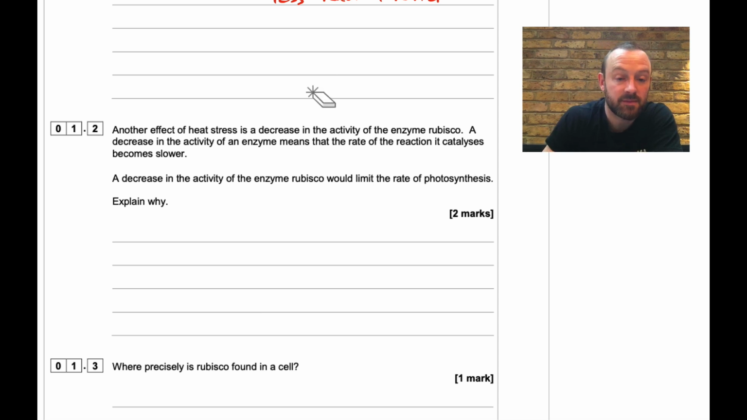Another effect of heat stress is a decrease in the activity of the enzyme rubisco. A decrease in the activity of an enzyme means the rate of the reaction it catalyzes becomes slower. A decrease in the activity of the enzyme rubisco would limit the rate of photosynthesis. Explain why.